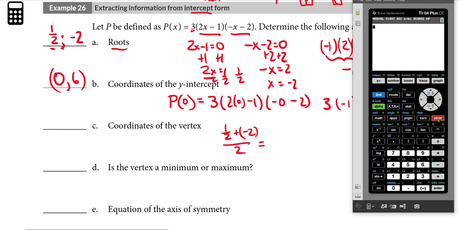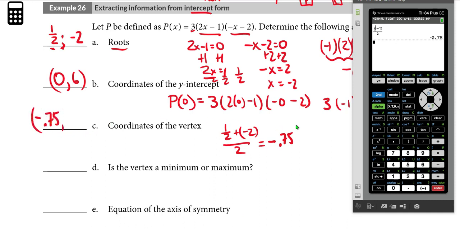It's perfectly fine. So I'm going to do this the fancy schmancy way, and I'm going to use my alpha F1 menu so that I can get these fractions in here. So this is 1 half plus negative 2. I should put that in parentheses to be safe, but I'm living on the edge. So that is going to be negative 0.75. So I know my x coordinate at the vertex is negative 0.75.